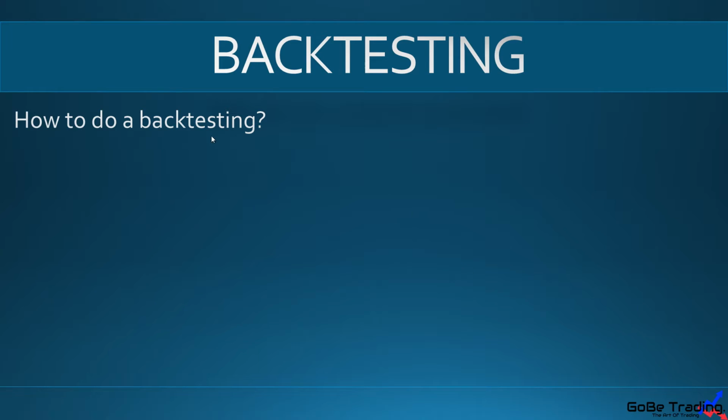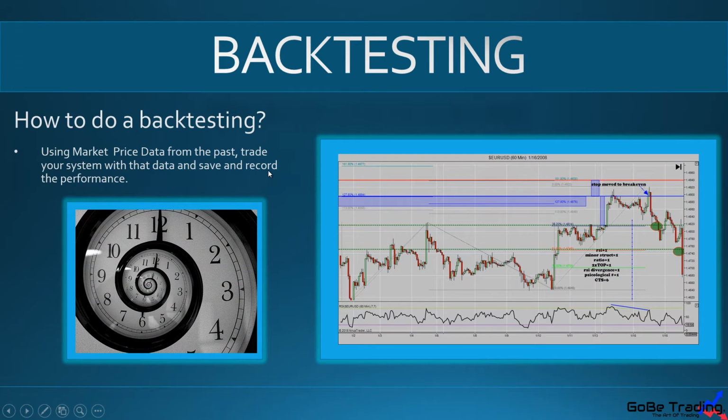How to do a back testing. Back testing is real simple. It is using market price data from the past, trading your system with that data, and saving and recording the performance. When I talk about performance, it is all the output that your back testing is going to give you when you back test your strategy. For example, the day that you trade that system, the hour, your entry price, your stop price, your target price, when you get out, when you get in, your reason for entry, etc. Real simple.